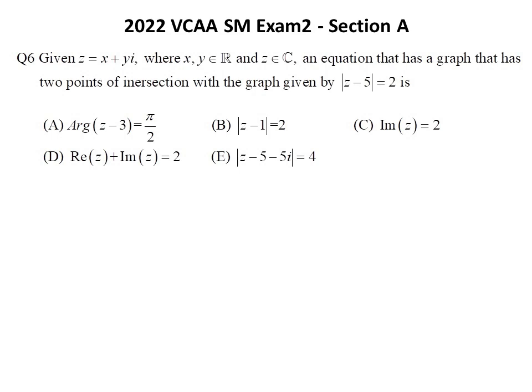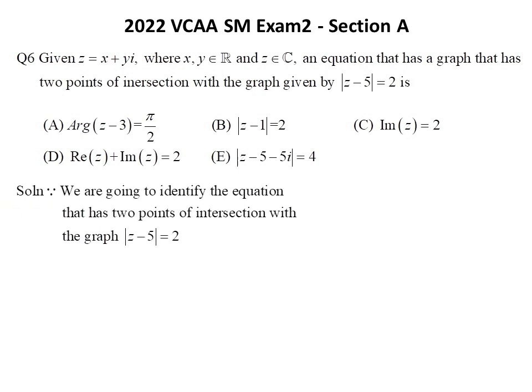In question 6, the complex number z is expressed as x plus yi, where both x and y are real. The question is to find the equation from 5 given ones that has 2 points of intersection with the graph given by the equation modulus of z minus 5 equals 2.